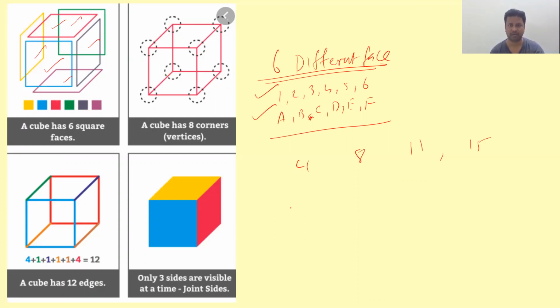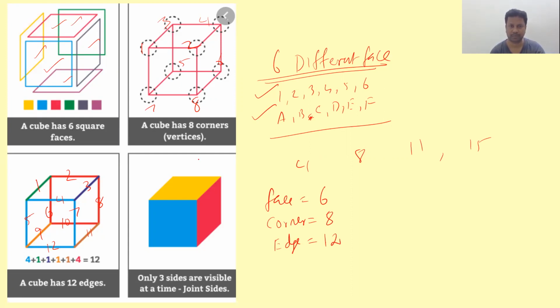And we'll have eight corners. So totally we'll have eight corners: one, two, three, four, five, six, seven, eight. And edges, we'll have 12 edges. So this is one, two, three, four, five, six, seven, 8, 9, 10, 11, 12. So totally how many edges? 12 edges. So in faces, we'll have six faces. In corners, we'll have eight corners, and in edges we'll have 12 edges.